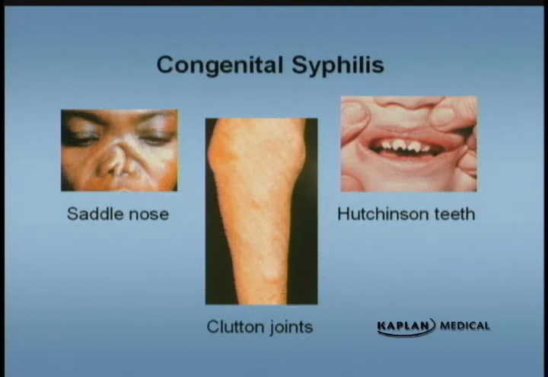Congenital syphilis, this is the saddle nose. These are the Clutton joints and the Hutchinson's teeth that you'll see. These are the late manifestations of congenital syphilis. Again, you're going to run VDRLs on these babies and RPR on the baby, and the treatment will be penicillin.